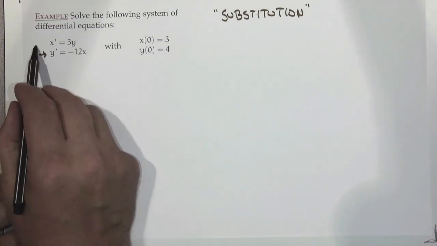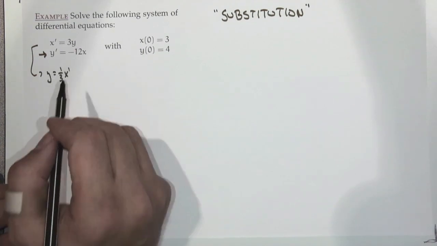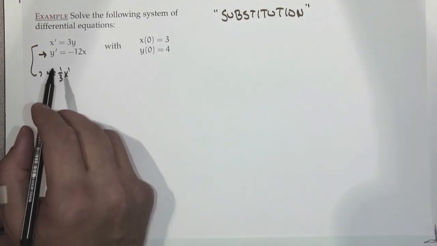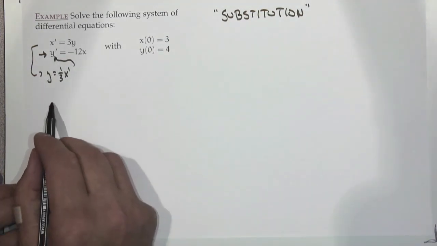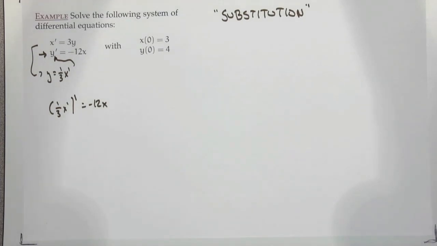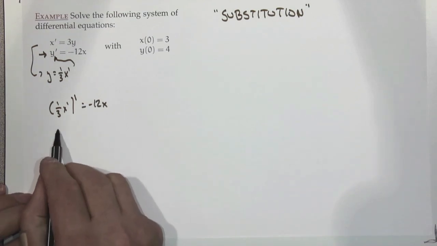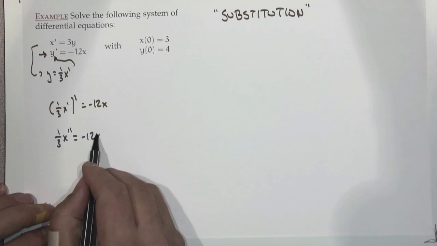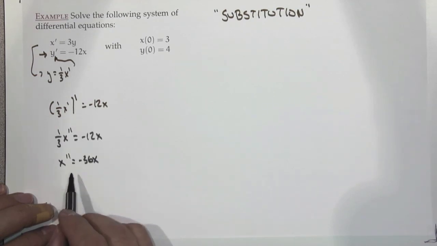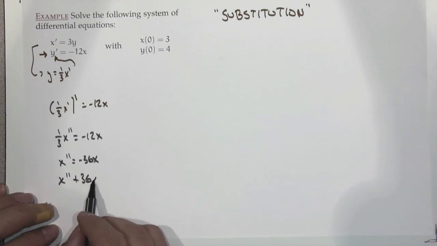From the first equation, we could say y equals 1/3 x prime, right? And then we put that into here. So we get 1/3 x prime equals minus 12x. That's the idea of substitution: solve for one of your variables, plug it into the other. What happens when you take the derivative of 1/3 x prime? You get 1/3 x double prime equals minus 12x. Multiply by 3, x double prime equals minus 36x, and add across: x double prime plus 36x equals 0.